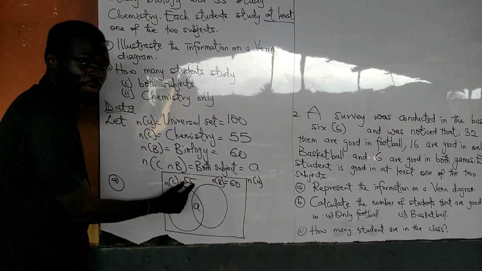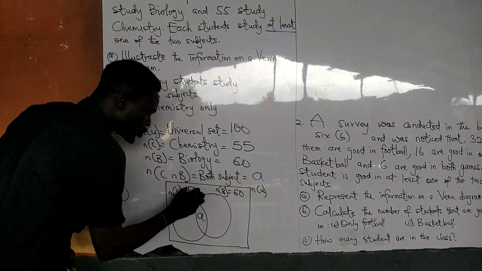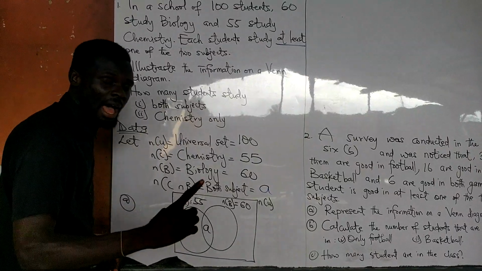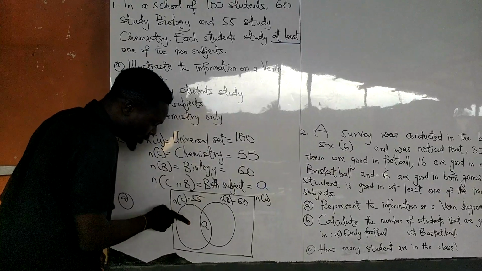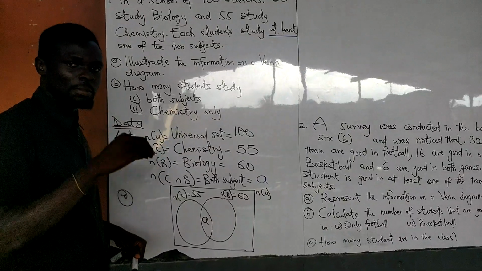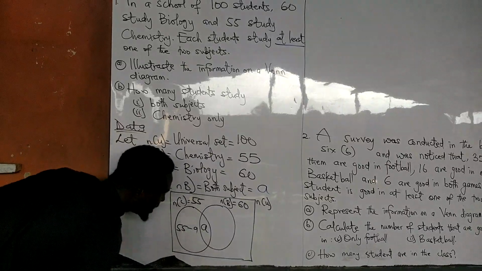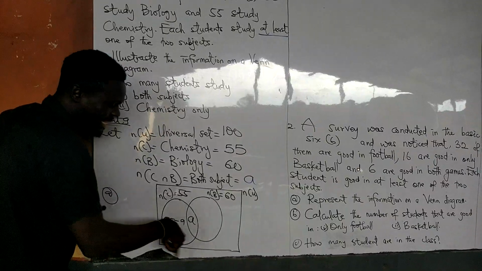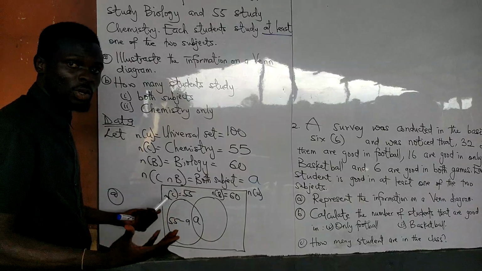Now, since this 55 is the number of students that studied chemistry, drop this 55 in the region here. This region is region I, which is chemistry only. The whole region here, this region and this region, is for chemistry. So if 55 studied chemistry, drop the chemistry, which is 55, inside and subtract the A, which means we are removing the portion of A that is inside the circle, and that gives us region I only, which is the same as chemistry only.